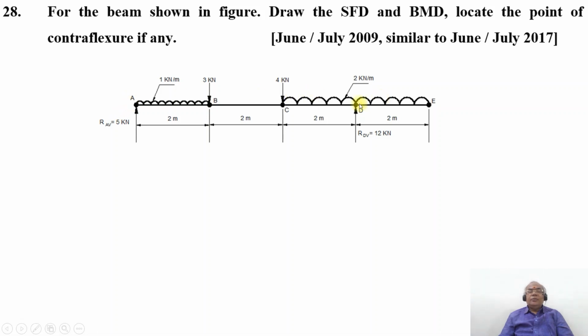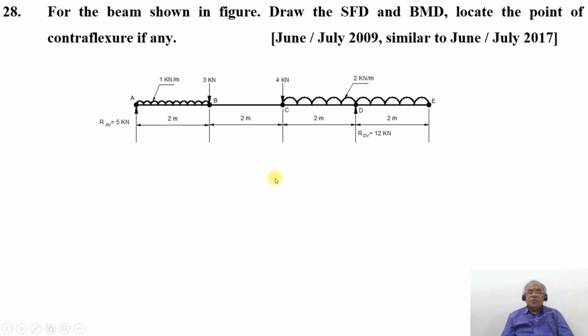At A and D, you have reactions at the supports, which are RAV and RDV. Between A and B, you have a UDL of 1 kilonewton per meter for a span of 2 meters, and at the point B, you have 3 kilonewton. At the point C, you have 4 kilonewton acting downwards, at a distance of 4 meters from A. And from C to E, you have 2 kilonewton per meter for a span of 4 meters. At the point D, you have a vertical reaction RDV, which I need to find.